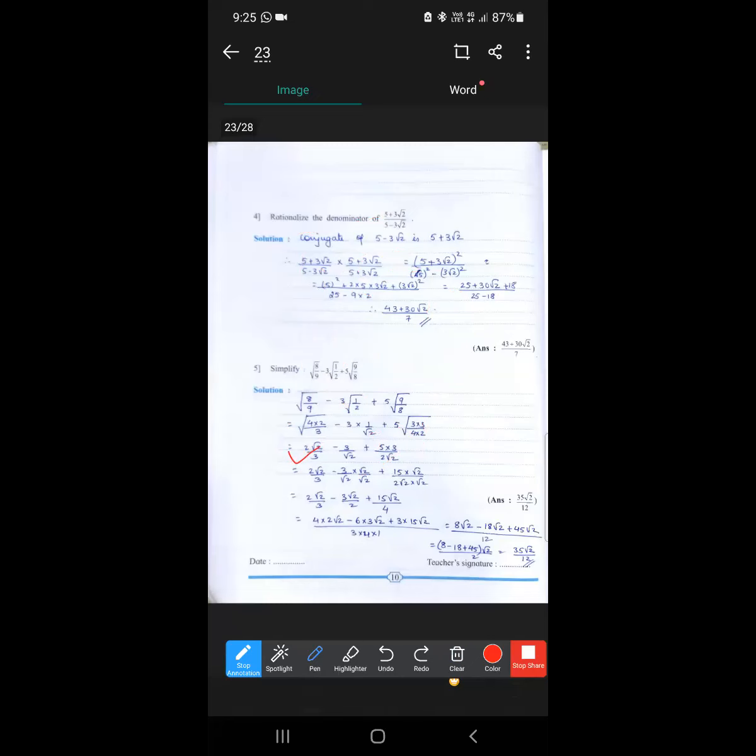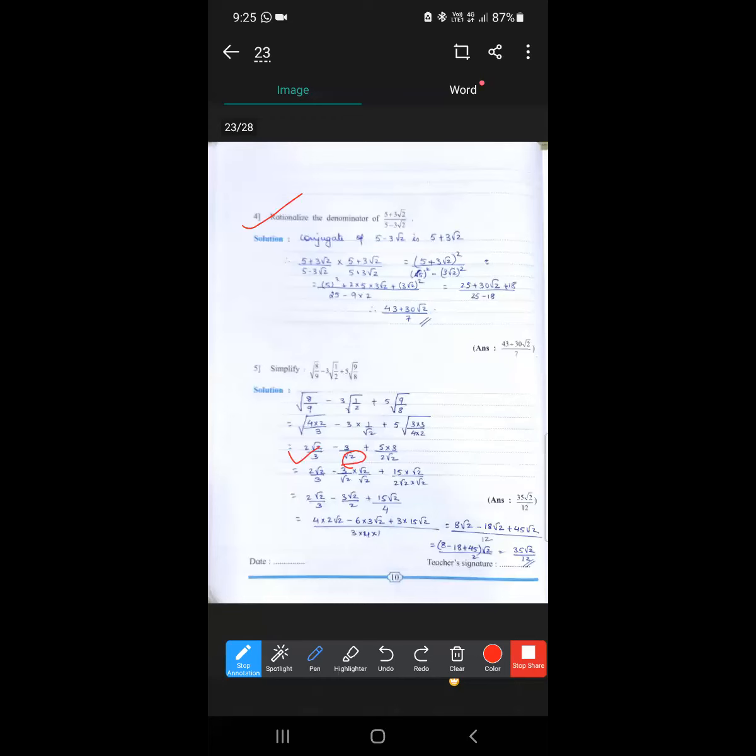Next, 2 root 2 upon 3 minus root 2. Just now we have seen the rationalization factor. The same is carried out over here. Plus 5 threes are 15, root 2 upon 2 root 2 into root 2.